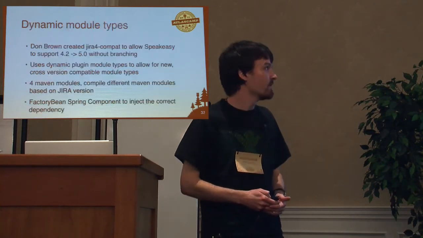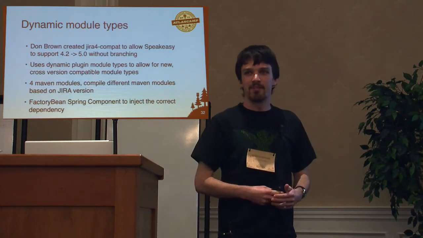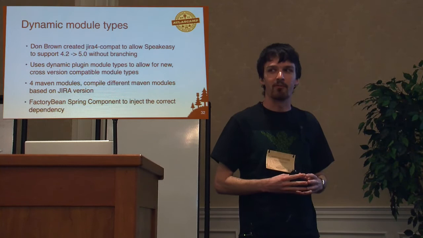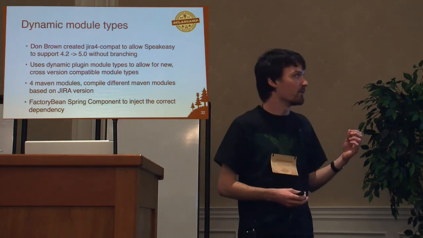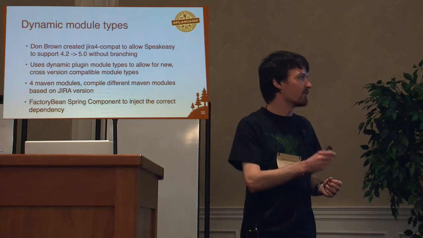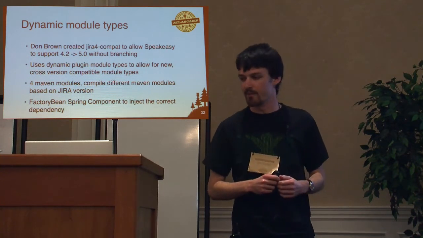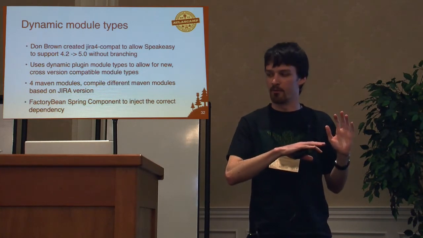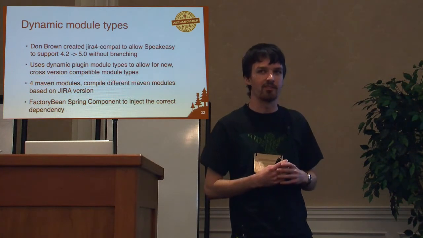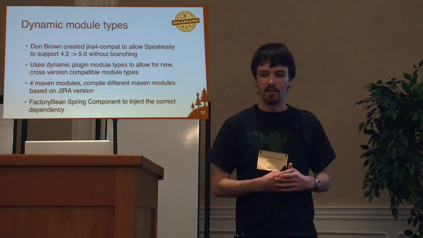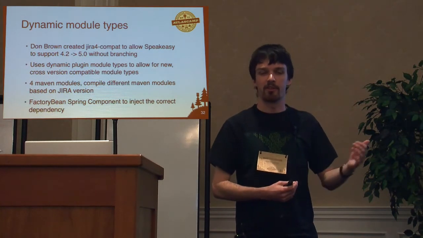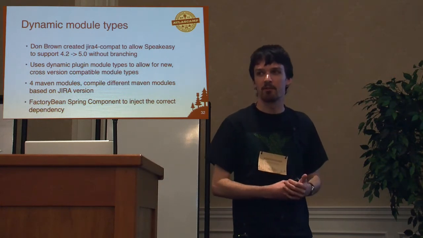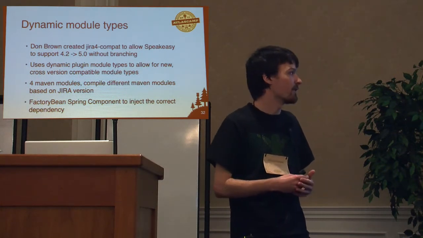So how can we fix this? Someone smarter than us came up with a solution for us and created a compatibility library. That was Don Brown, who created it for Speakeasy to be able to support JIRA 4.3 to 5.0 without branching. And this used dynamic plugin module types to allow for new cross-version compatible module types to be injected into JIRA. So these module types would be analogous to the existing module types that we're using, such as issue tab panel and project tab panel. But instead of passing in an Open Symphony user to us, it would pass in the embedded crowd user such that it would work across JIRA 4.4 and JIRA 5.0.